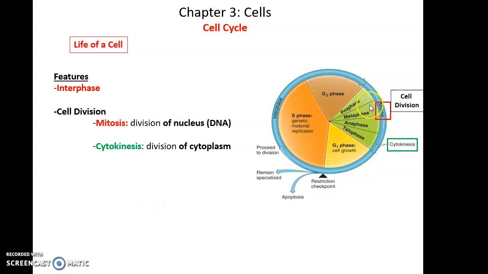Then there is the mitotic phase, and in the mitotic phase is when mitosis occurs, or cell division. And cell division includes mitosis and cytokinesis. So when a cell divides, it also has to divide the nucleus so that one complete copy of DNA ends up in each of the new cells, and it undergoes cytokinesis, which is the division of the cytoplasm, and when the cell actually separates into two distinct cells.